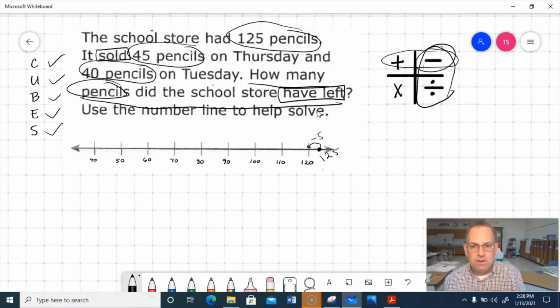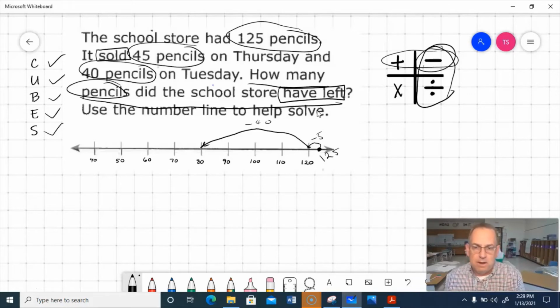So to get to what they sold on Thursday, I have to go back another 40. So I'm going to jump from 120 all the way back to 80. That should be 40 right there. Minus 40. And that gets me to how many pencils they had left after selling pencils on Thursday.